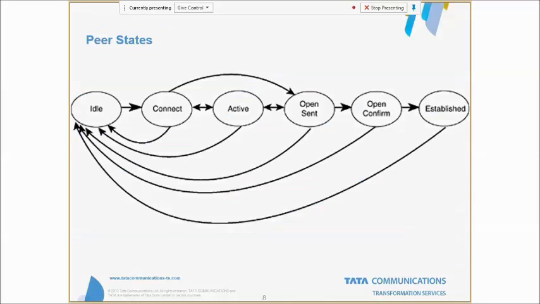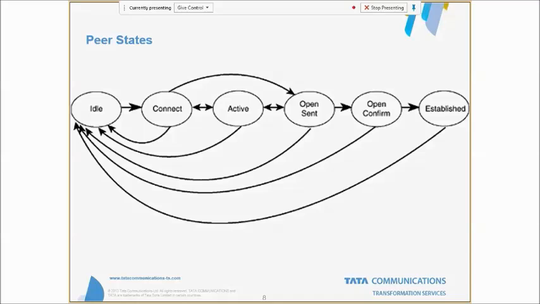Next is the peer state. Peer states are the steps involved in forming a relationship with a neighbor. There are 6 states: idle, connect, active, open sent, open confirm, and established. Whenever you log into the router and enter the command router BGP with the AS number, it initiates the process and goes to the idle state.